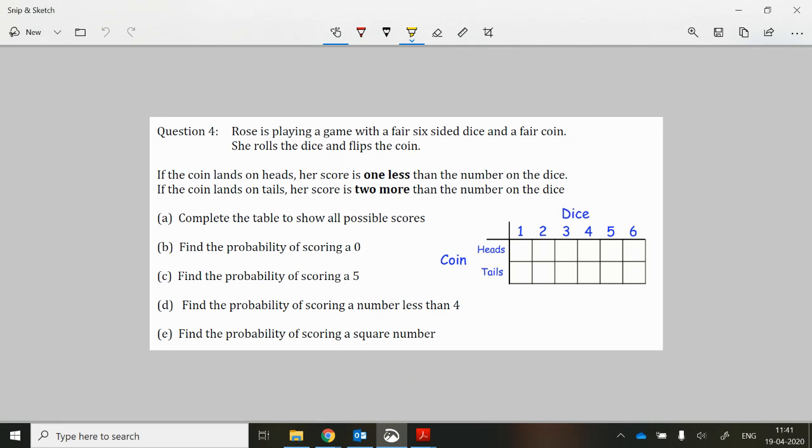So for this one, it says Rose is playing a game with a fair 6-sided dice. So there's the 6-sided dice. Okay, and a fair coin. So the coin is there. This is the dice and the coin. She rolls the dice and she flips the coin.